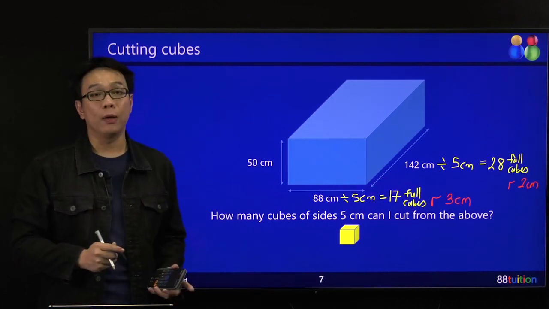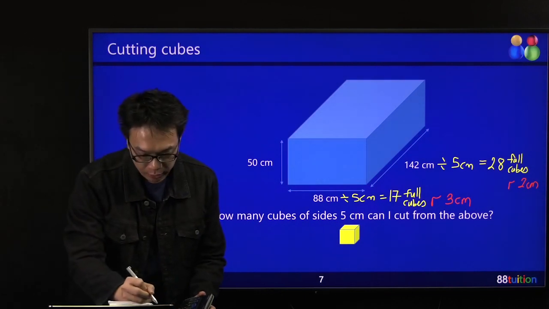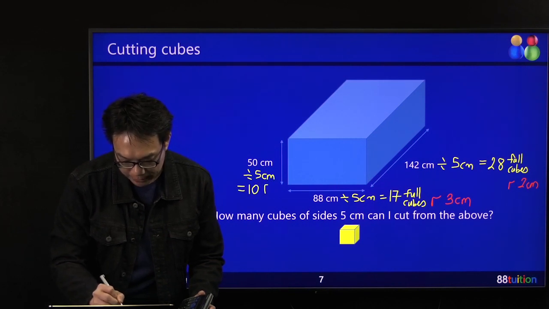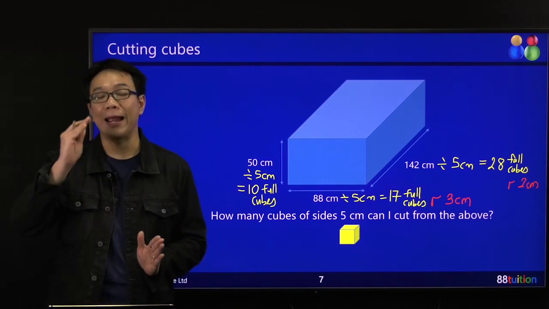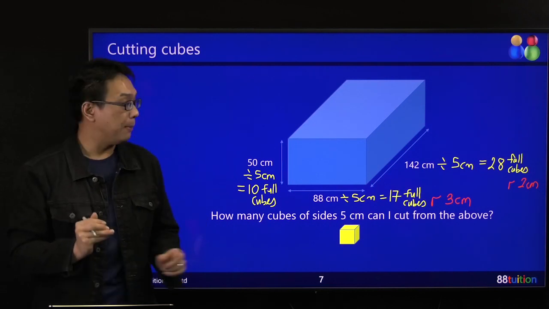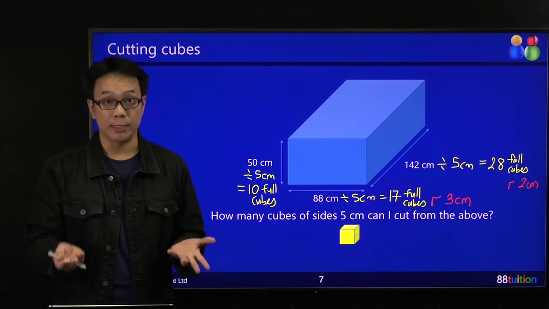50 cm, the height. What do you do? How many 5 cm are there? Oh, this one looks very good. 50 divided by 5 is equal to 10 full cubes. Any remainder? No remainder. Happy? Very happy. So the height has been fully utilized, fully cut up nicely. But for the parts that are wasted, the 3 cm and 2 cm, it's okay. They're supposed to be wasted.